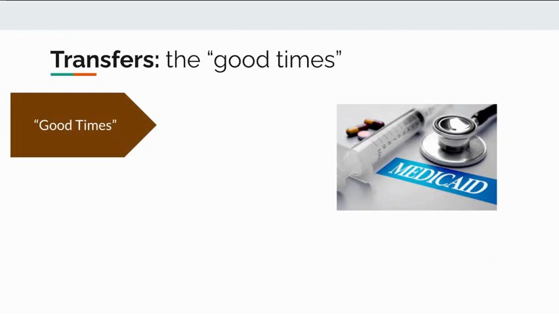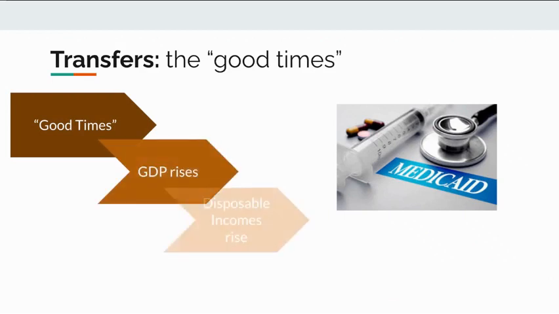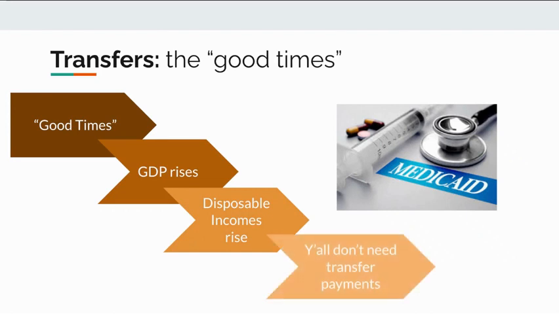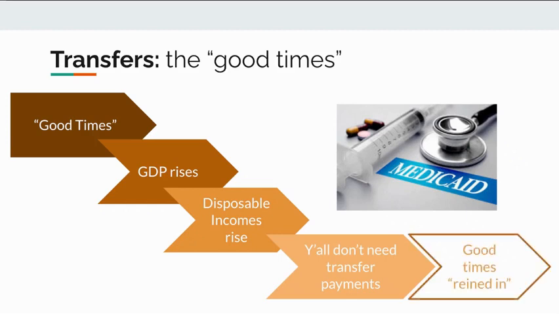Let's look at the good times. GDP is rising. Disposable incomes rise. Yippee. And so no one needs transfer payments because you don't qualify for transfer payments because you're doing awesome. And so the good times are then reined in.